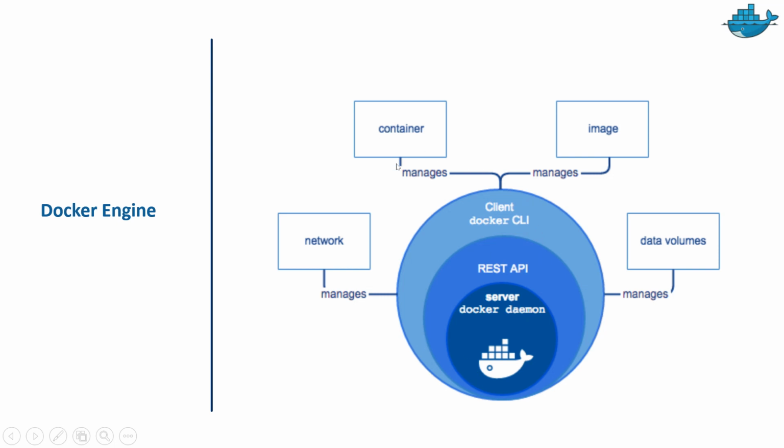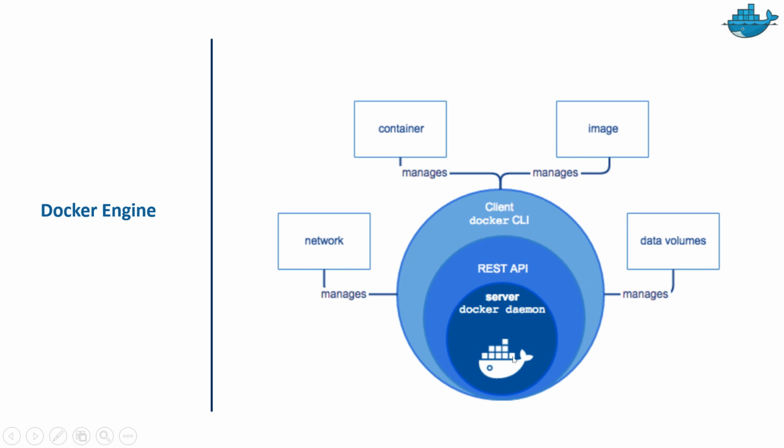Similarly, we have containers and images, which will be managed by the Docker CLI, and data volumes will be managed by the CLI with the help of a REST API, and the server will do the required operations as a daemon thread. So just understand this at a high level, but there are n number of other objects and operations inside Docker Engine, and we'll talk about them one by one. For now, just understand that there are three components.